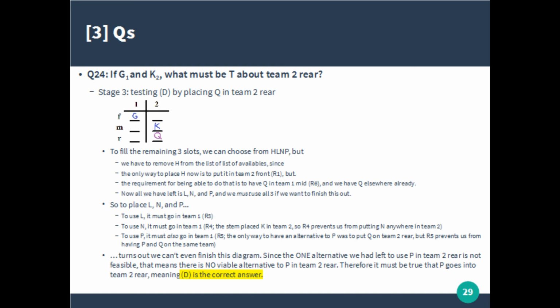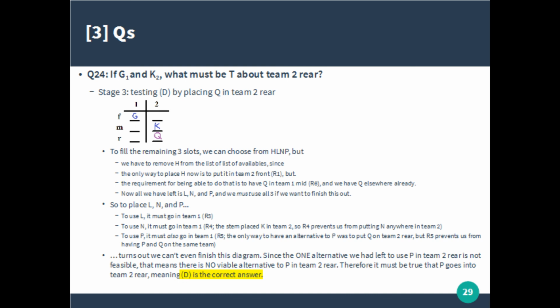So we have 3 letters left, L, N, and P, and we have to use L, N, and P at this point if we want to finish out the diagram, because again, we have 3 spots left after plugging in our alternative that we are interested in testing out. And we only have 3 letters left to use, because we originally had H, L, N, and P, but H can't be used because there's no place to put it on Team 1, and we are not allowed to place it on Team 2 because of our usage of Q.